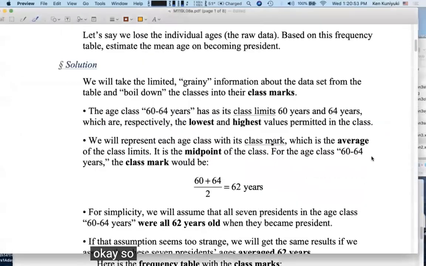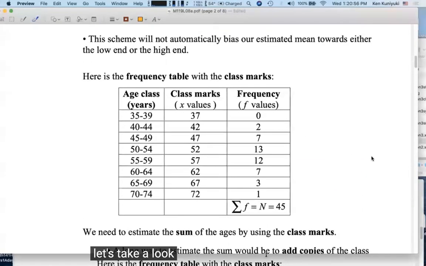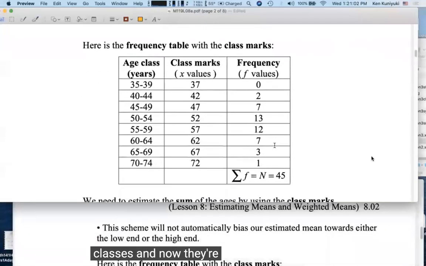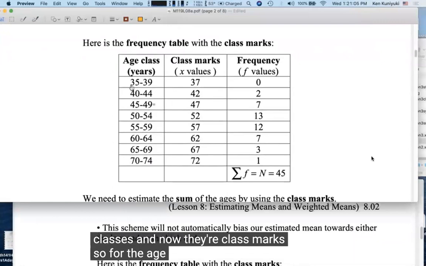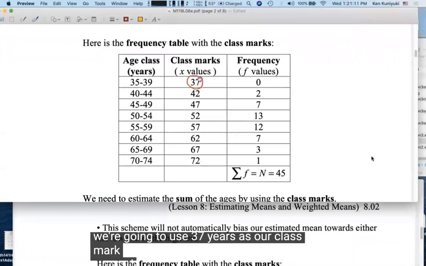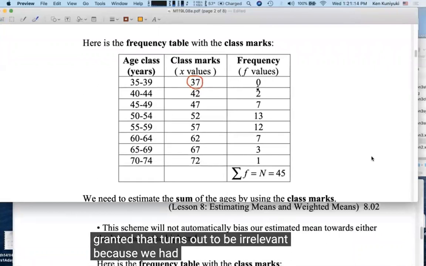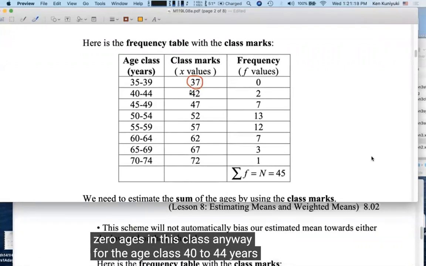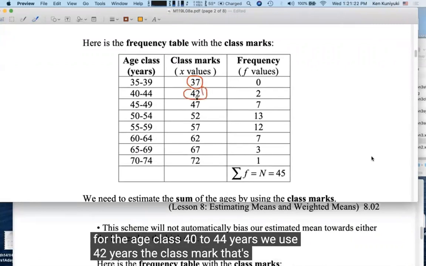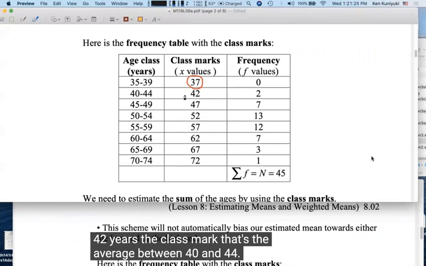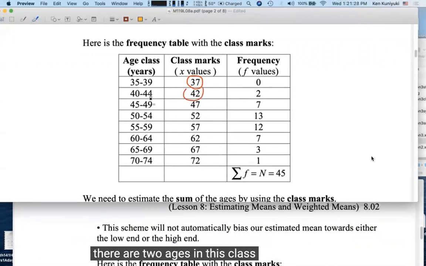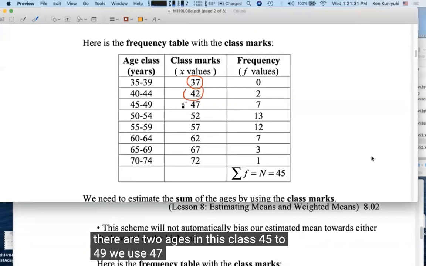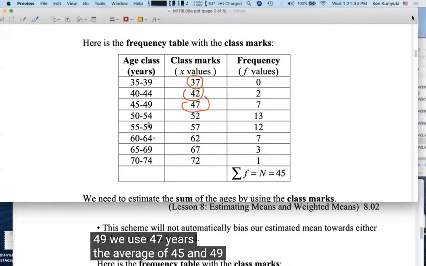Okay, so now let's take a look at these classes and now their class marks. For the age class 35 to 39 years, we're going to use 37 years as our class mark. Granted, that turns out to be irrelevant because we had 0 ages in this class anyway. For the age class 40 to 44 years, we use 42 years, the class mark. That's the average between 40 and 44. There are 2 ages in this class. 45 to 49, we use 47 years, the average of 45 and 49, and so forth.